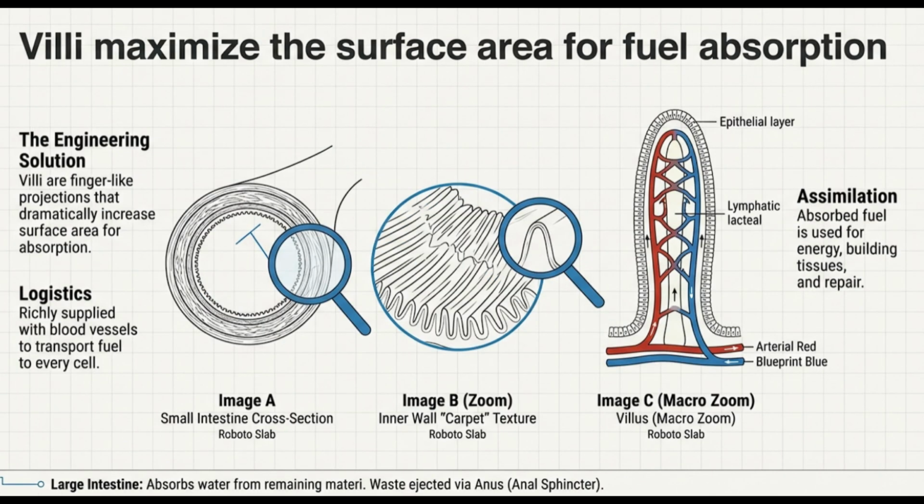So, how does the body actually get all the nutrients? That's where the villi come in. These tiny finger-like projections in the small intestine increase the surface area, allowing for maximum absorption of nutrients into the bloodstream. Each villus is richly supplied with blood vessels, so once the nutrients are absorbed, they're carried to the cells where they are used for energy, growth, and repair.